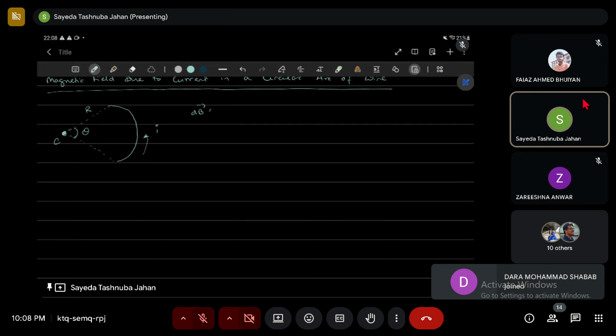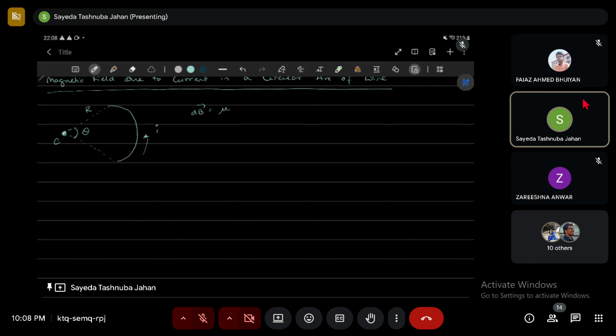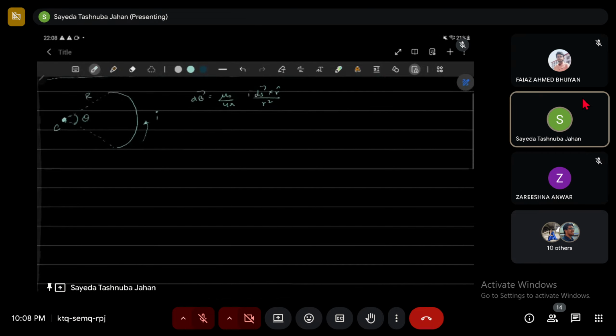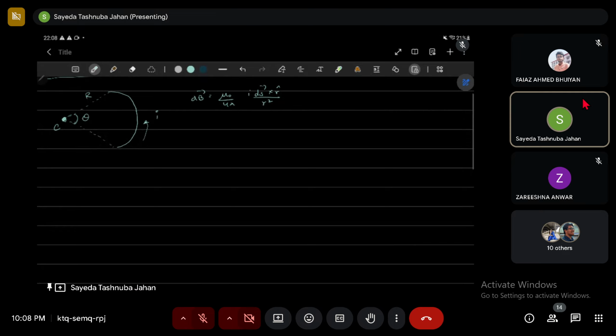So Biot-Savart law আমরা কিভাবে লিখি? Biot-Savart law, of course we write it in the following way. So you have mu naught by 4 pi I ds cross r hat by r squared, right? So আমরা এটাকে Biot-Savart law যেভাবে লিখি ওভাবে লিখলাম.